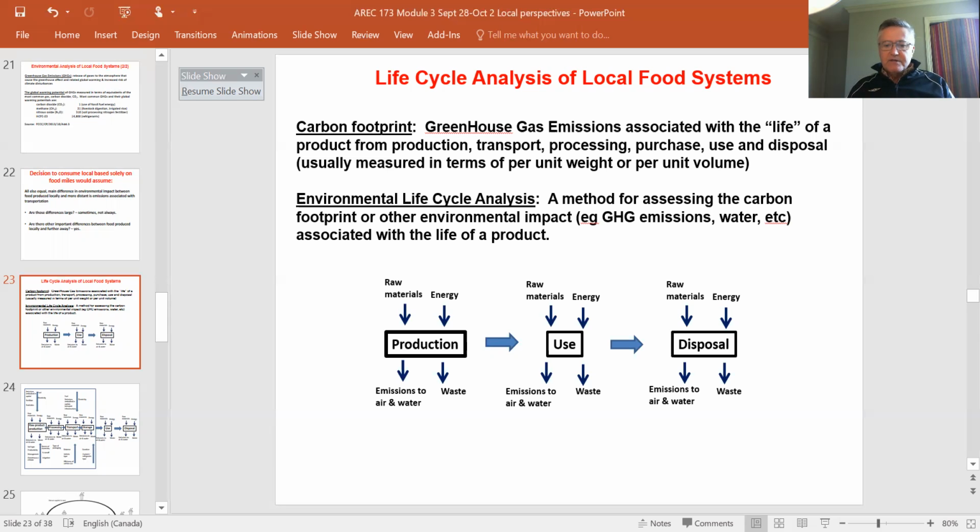Similarly for use: often use is not very much on raw materials, but there might be tremendous amounts of energy, and there might be a lot of waste. Then next is disposal, and again we look at these four elements of raw materials, energy, emissions to air and water, and waste. Many products have very high disposal costs, especially electronic products using heavy metals, which are bad for us to get into our environment.